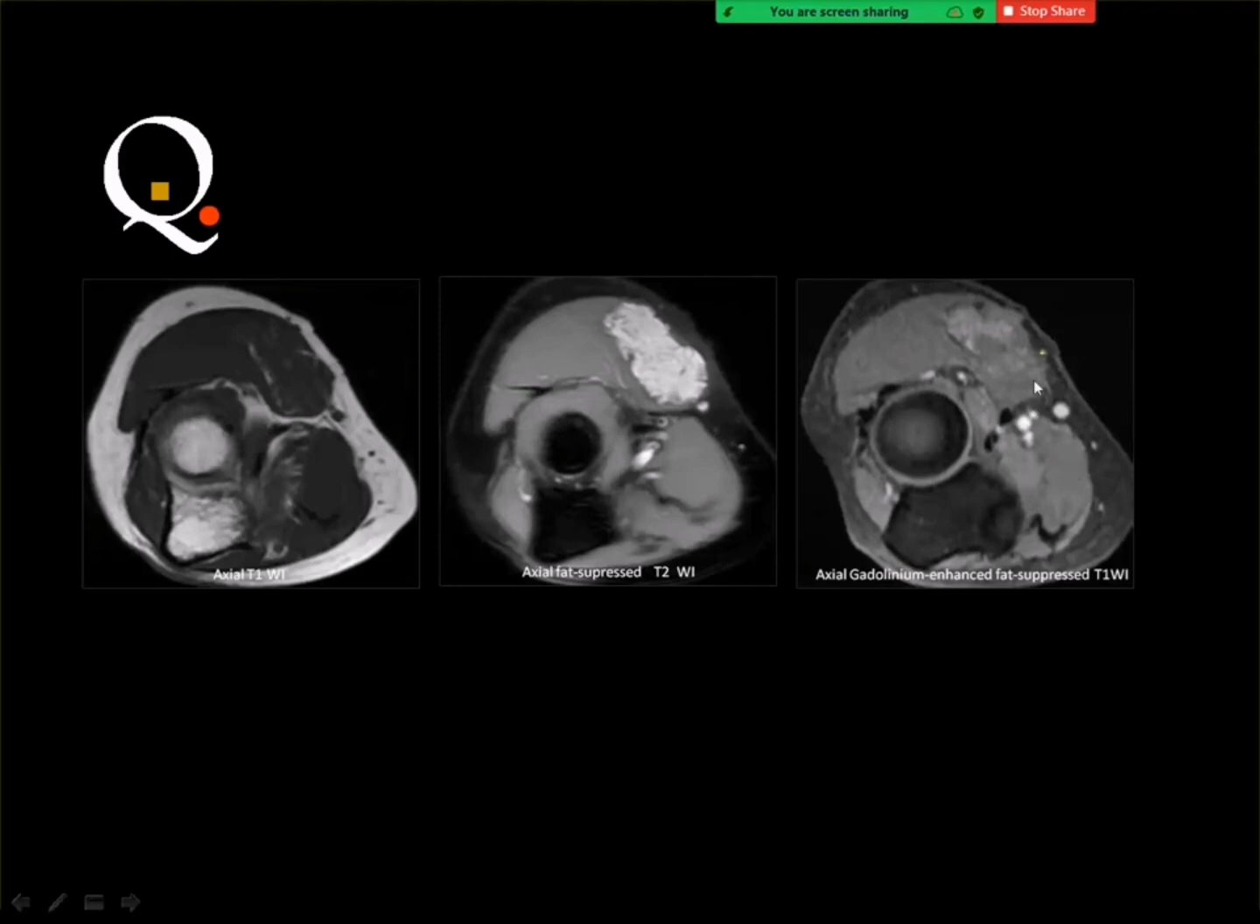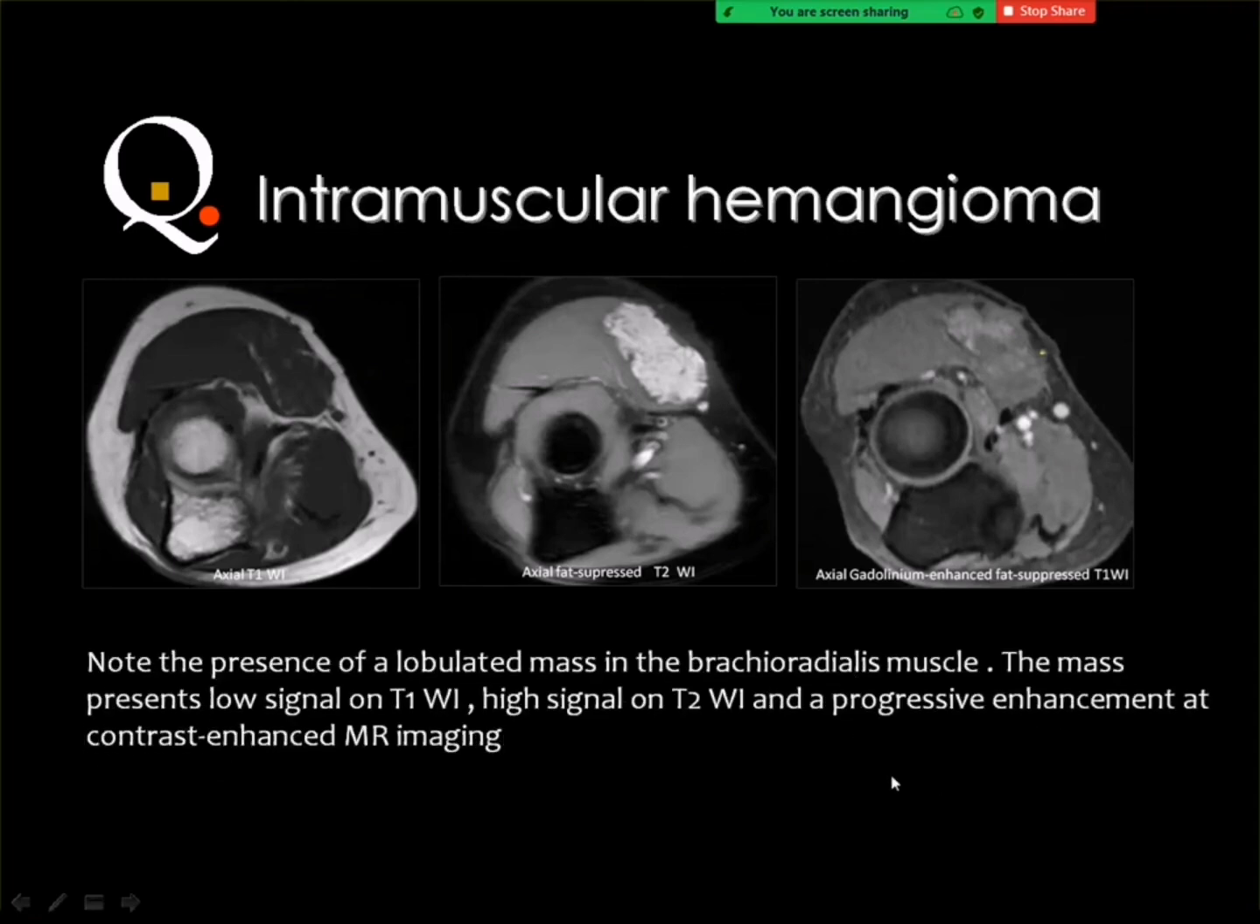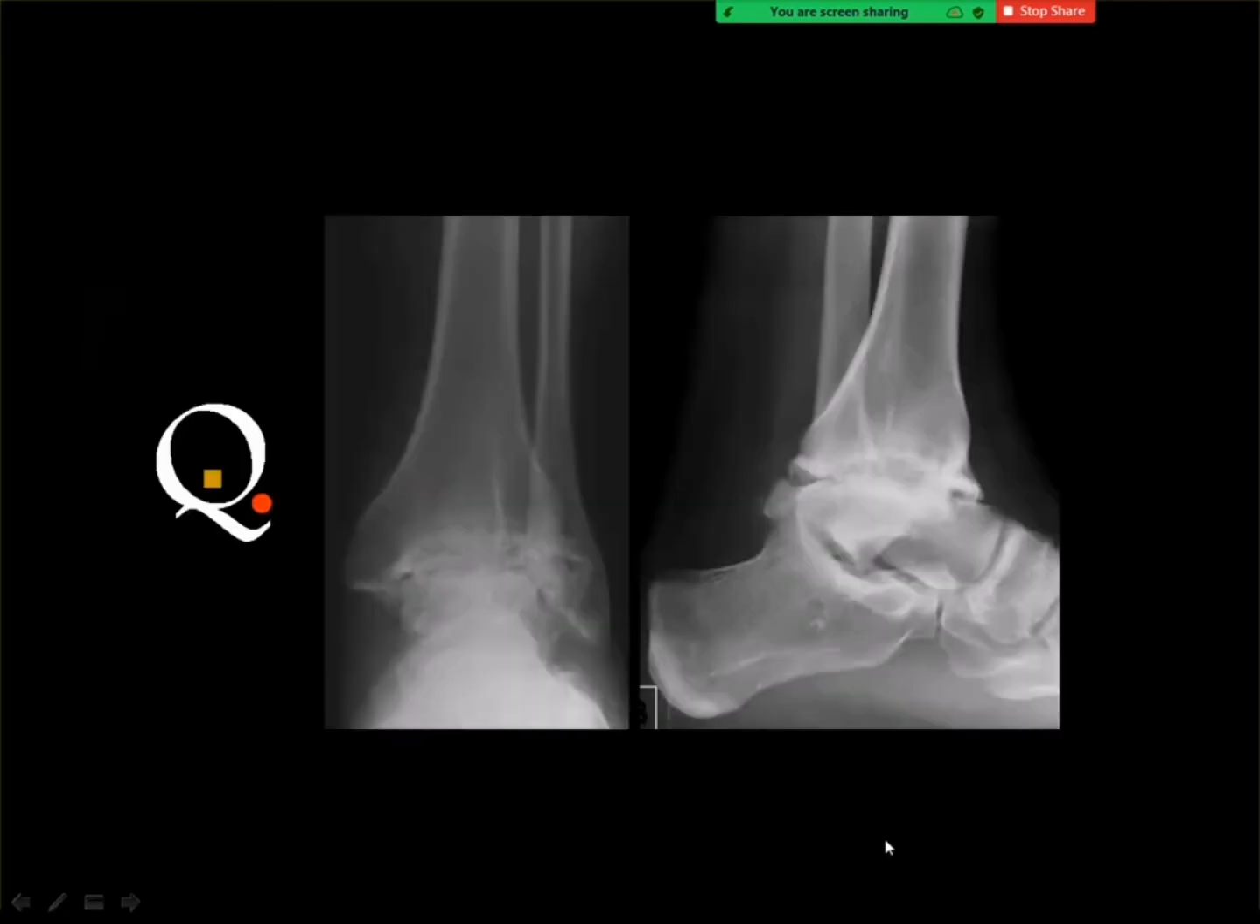Hemangioma will not enhance significantly in the musculoskeletal areas, but hemangioma can enhance evidently in the liver, for example. And whenever you see a lesion with significant brightness in the T2 weighted image and internal fine low signal lines, you may suspect, of course, a hemangioma.